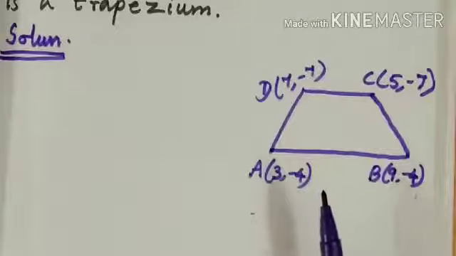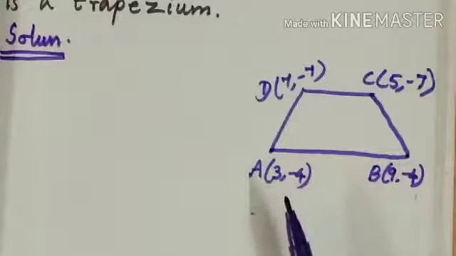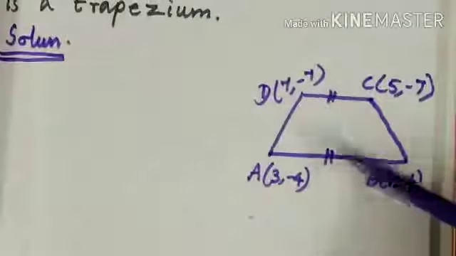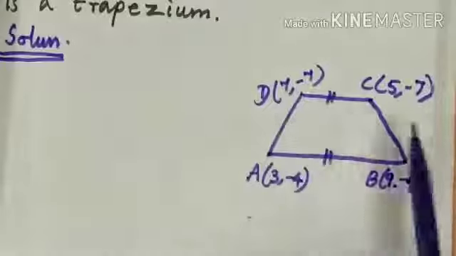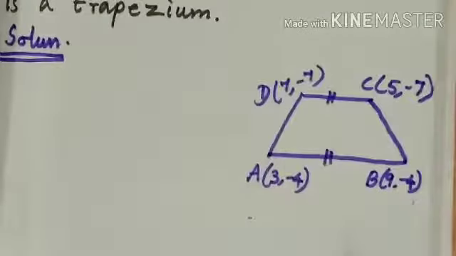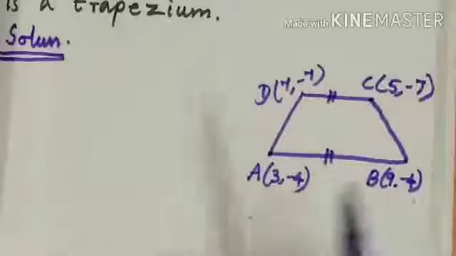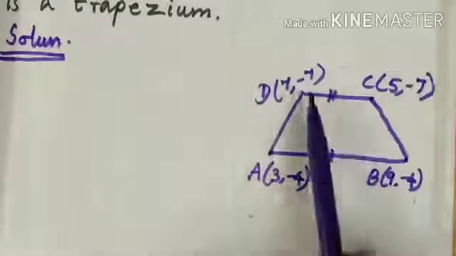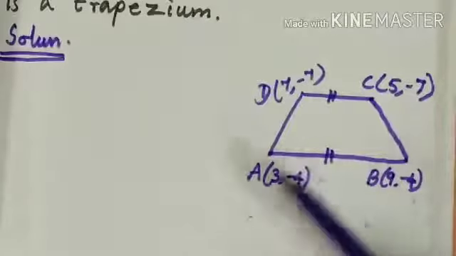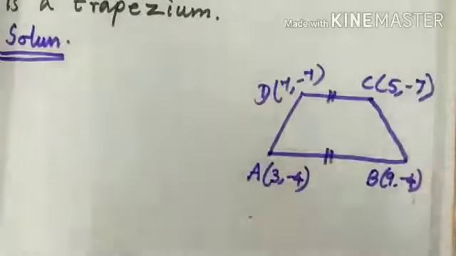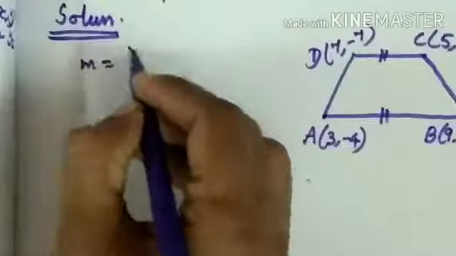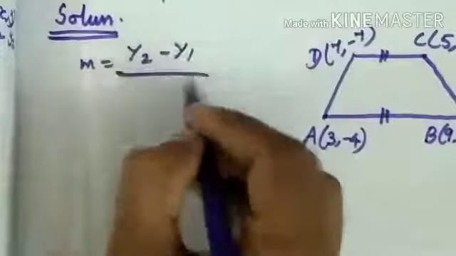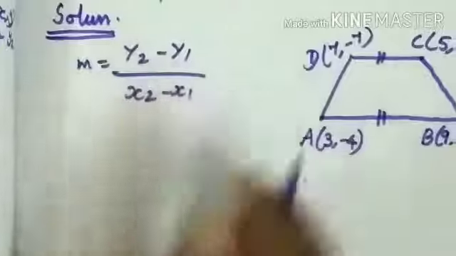Students, do you remember the property of a trapezium? Yes. See, one pair of opposite sides are parallel, and the other pair of opposite sides are non-parallel. So, we have to prove the slope of AB is equal to slope of CD, and slope of AD is not equal to slope of BC. First you take down and write the slope formula. M is equal to y2 minus y1 by x2 minus x1.